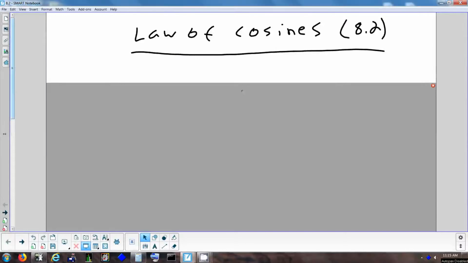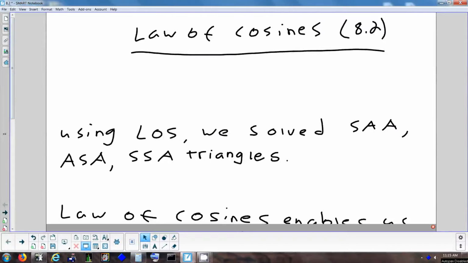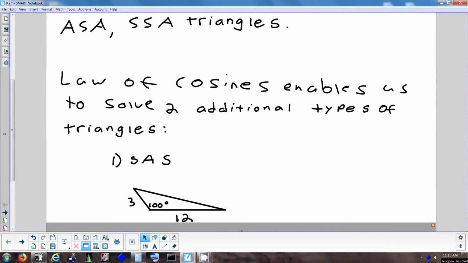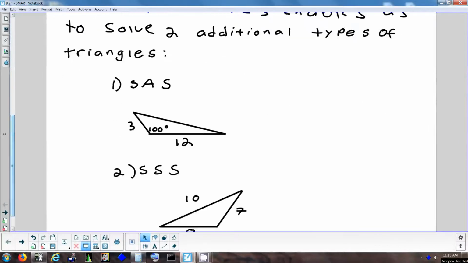Okay, so we're going to continue looking at law of cosines. Some of this I'm just going to go through quick because you already have it in your notes. So law of sines, we learned the three types were side angle angle, angle side angle, side side angle. Law of cosines allows us to solve these two types: side angle side, side side side. We did a side angle side yesterday, and we did part of one in the homework just a few minutes ago.